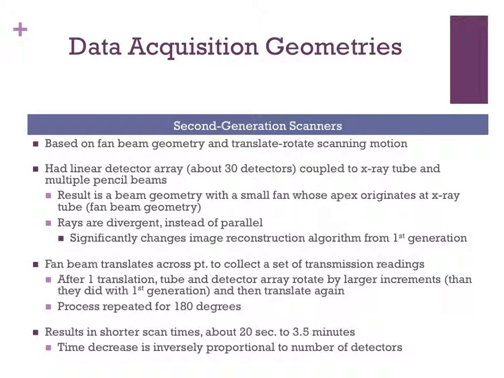The fan beam translates across the patient to collect a set of transmission readings. And after the first translation, the tube and detector array rotate by larger increments than they did with the first generation, and then they translate again. The process is repeated for 180 degrees, and this whole process is known as rectilinear multiple pencil beam scanning, since the tube traces a semicircular path during the scanning process. This results in shorter scan times, about 20 seconds to 3.5 minutes, and the time decrease is inversely proportional to the number of detectors. So the more detectors, the shorter the total scan time is.